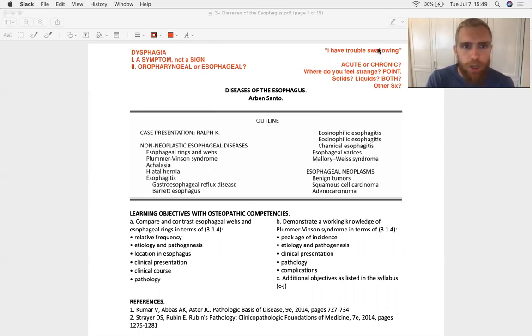So dysphagia, you as the practitioner understand from this symptom that something's up with their mechanical pathway of swallowing. Something's causing them to not swallow properly. That's what dysphagia essentially is: the patient is telling you that they've got uncomfortable swallowing.